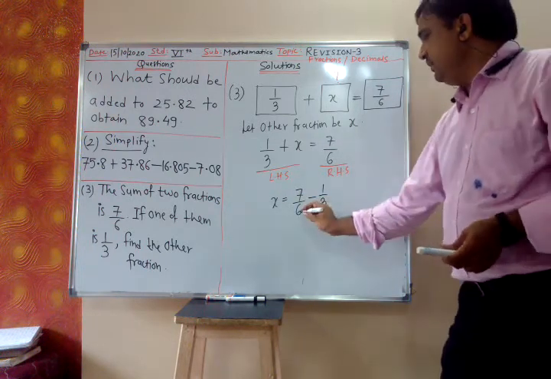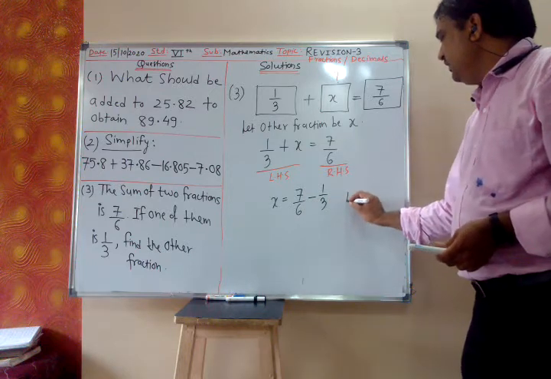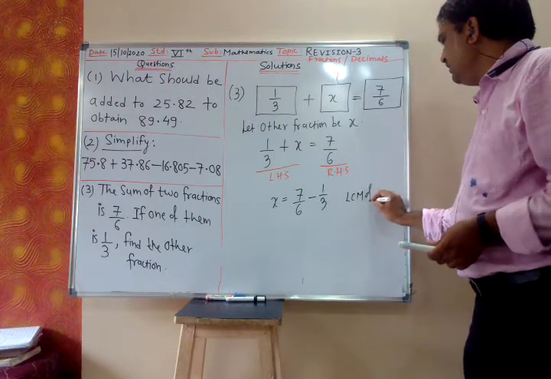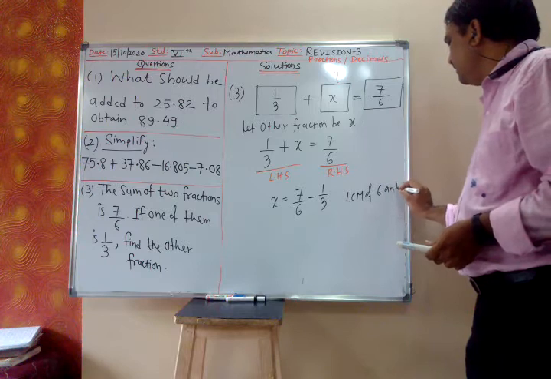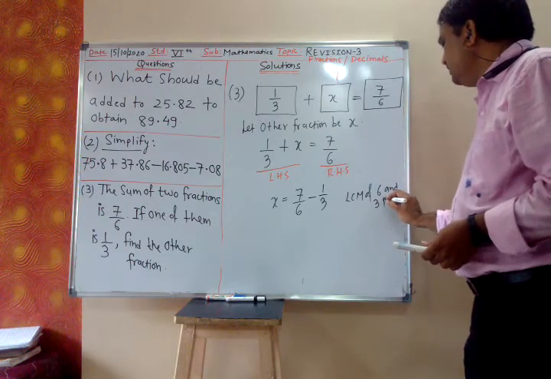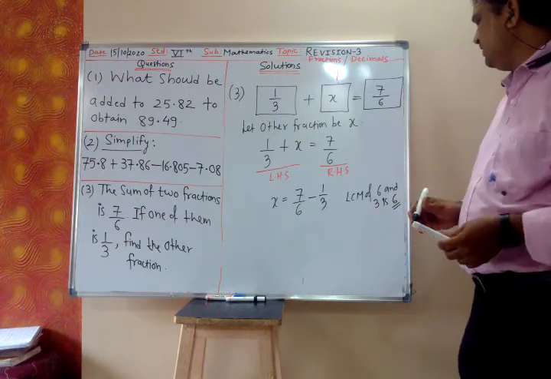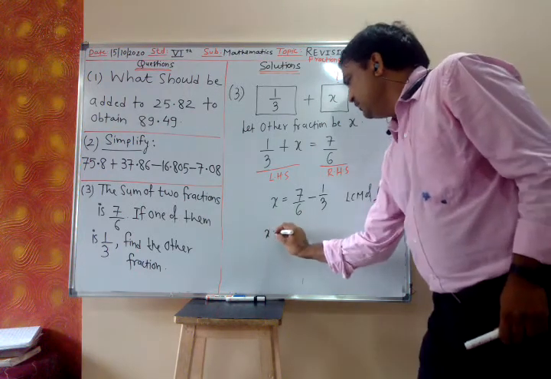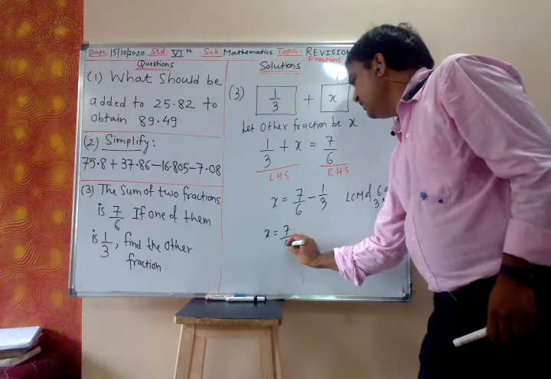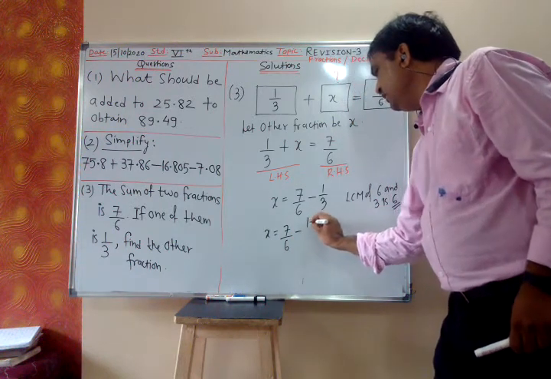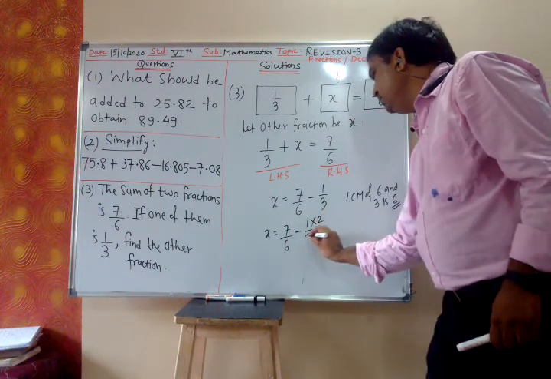Now we take LCM of 6 and 3. LCM of 6 and 3 is 6. So 7 by 6 minus 1 into 2 upon 3 into 2.